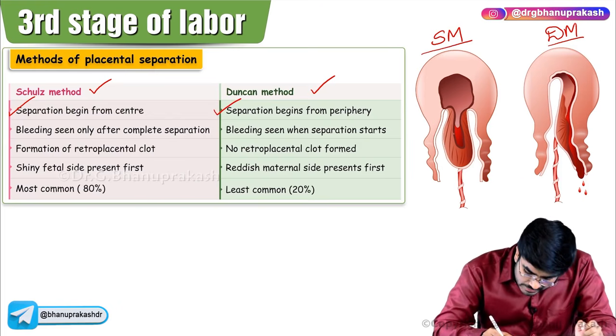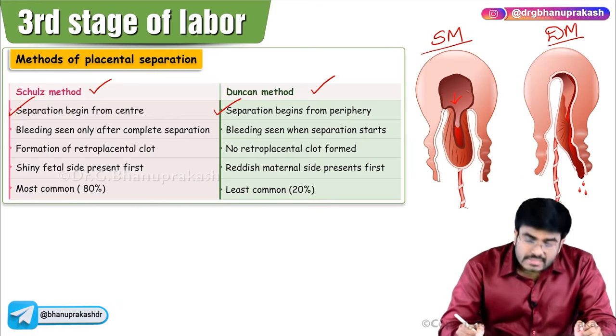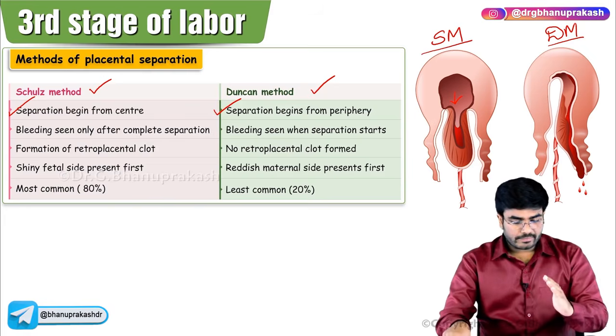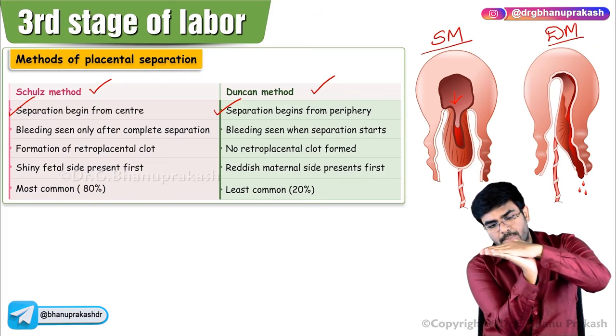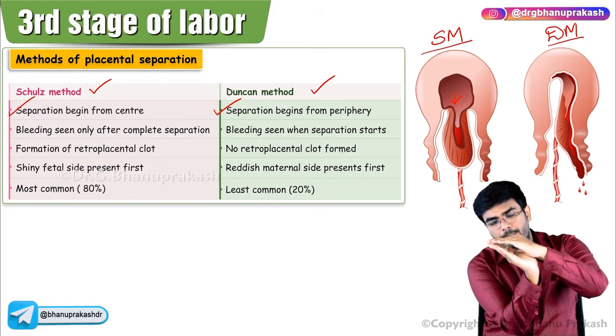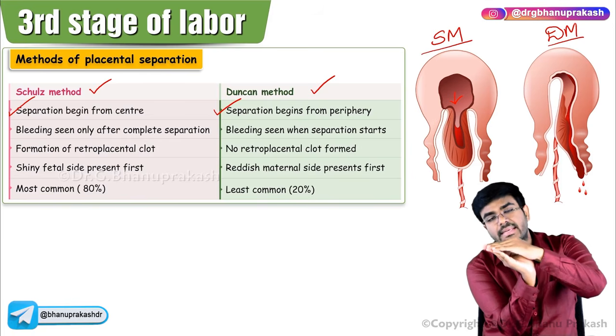See in the image here, the separation of placenta is happening from the center. For example, if this is the fundus of the uterus, and this is the placenta, placenta is going to separate from the center, but the periphery of the placenta is still intact.